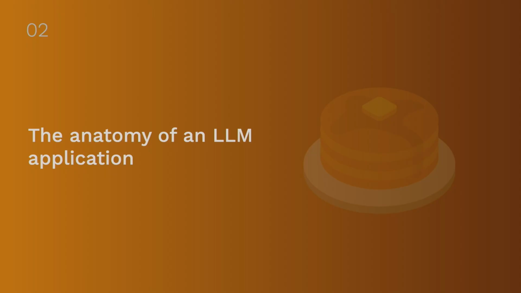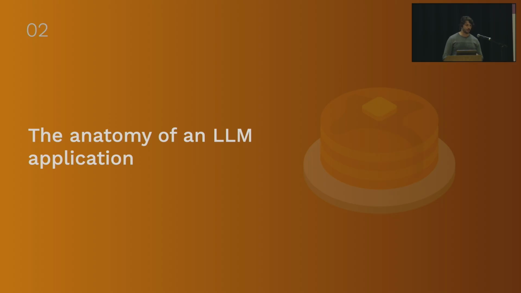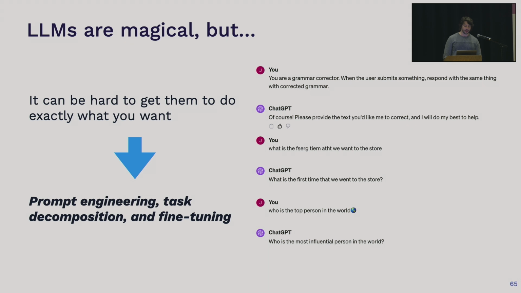Okay, I'm gonna keep moving because we're a little bit behind, and I wanna cover one more thing and then maybe we'll take a quick break, which is the anatomy of an LLM application. So we've talked a lot about how LLMs are kind of these magic functions that can take text and follow instructions contained in that text and produce outputs to solve problems.